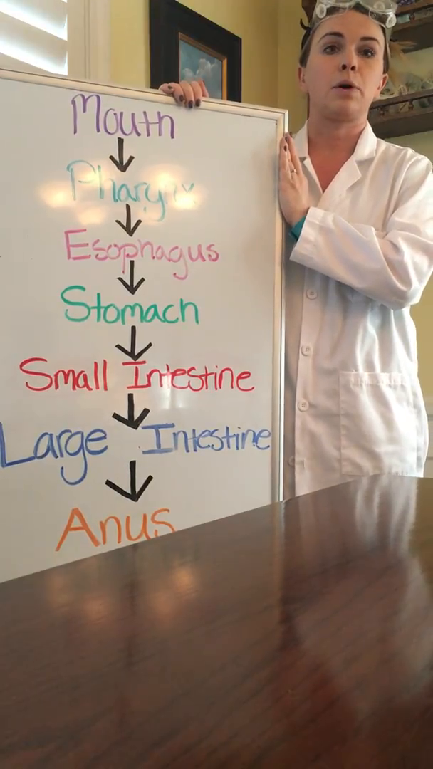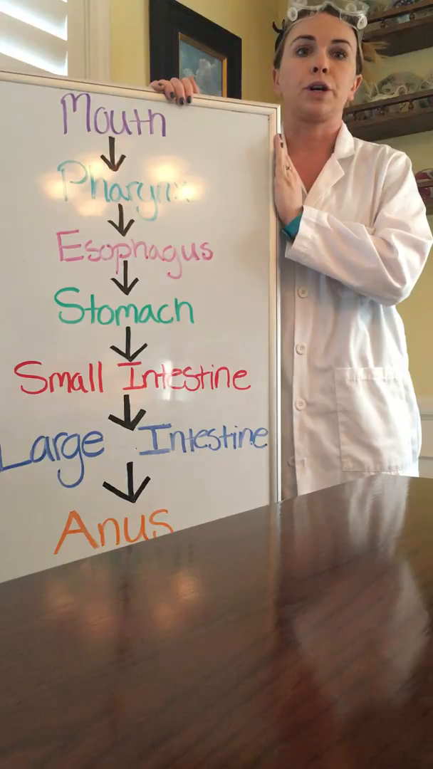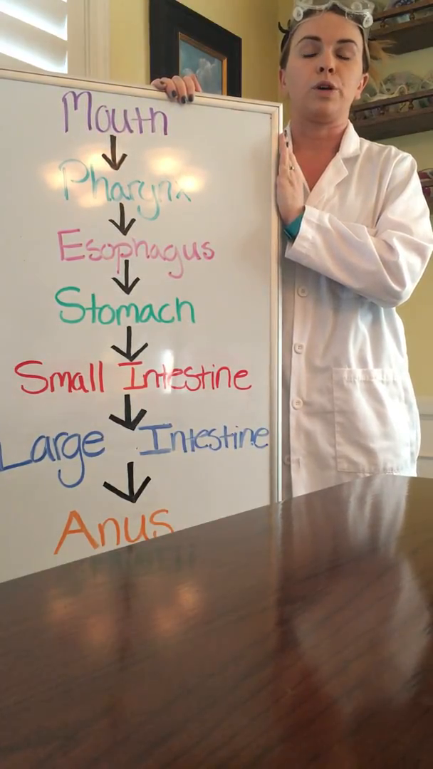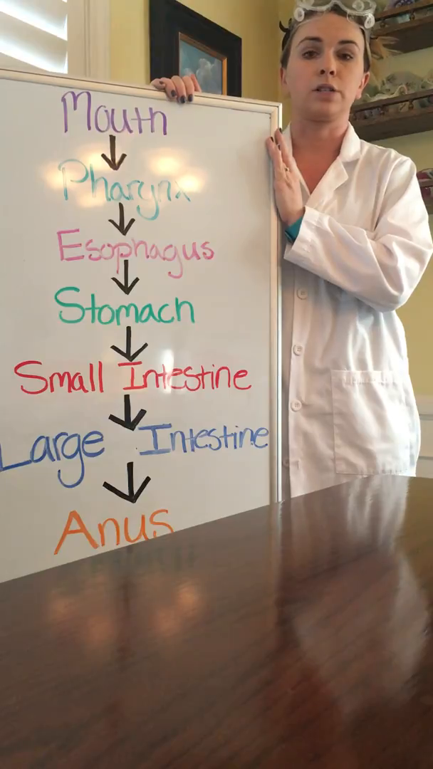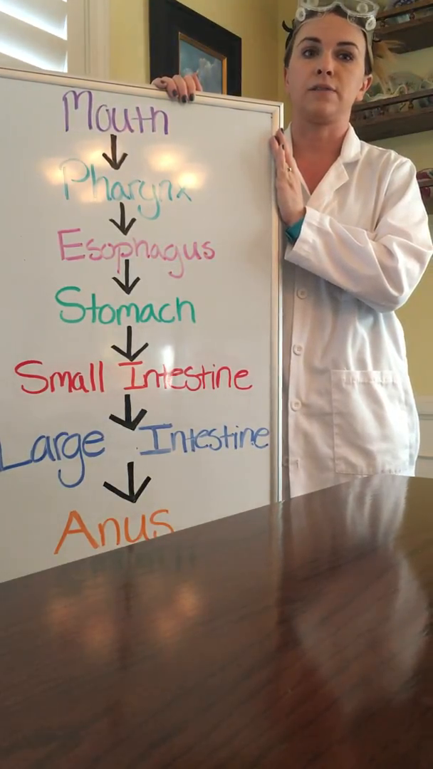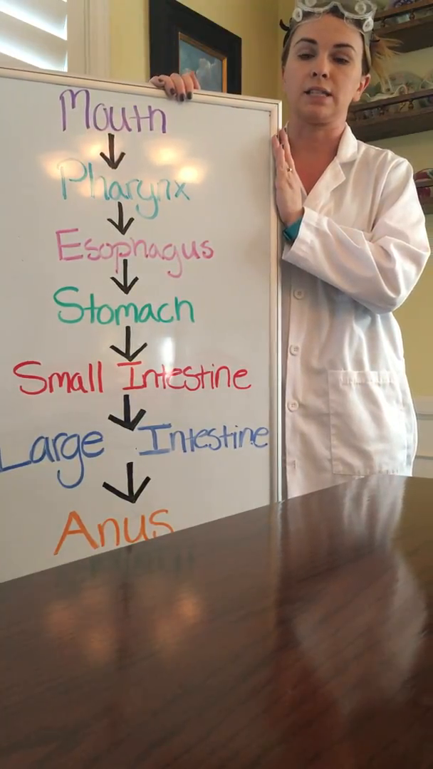Then the stomach has both mechanical and chemical breakdown. It churns the bolus in the gastric acid, which is called chyme, and it also has pepsin, which is a digestive enzyme that targets proteins. It also contains lipase, which is another digestive enzyme that targets fats, and it's found in both the stomach and small intestine.